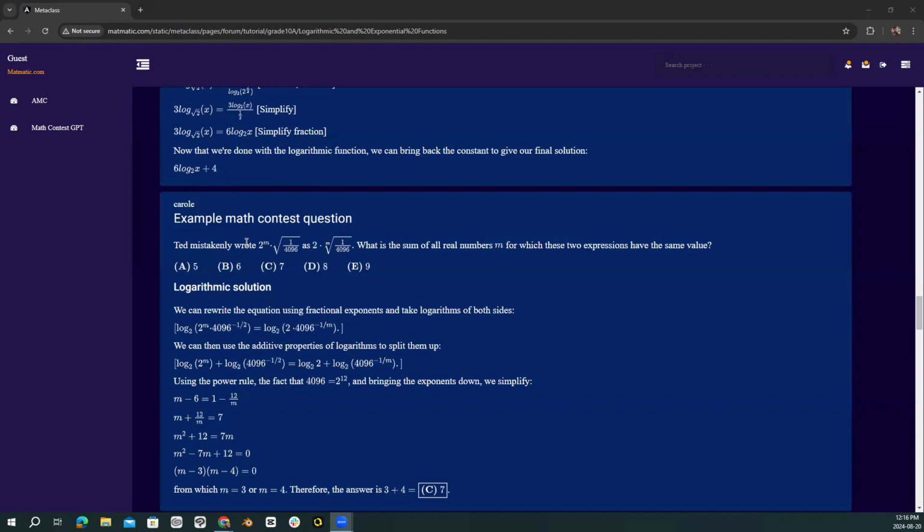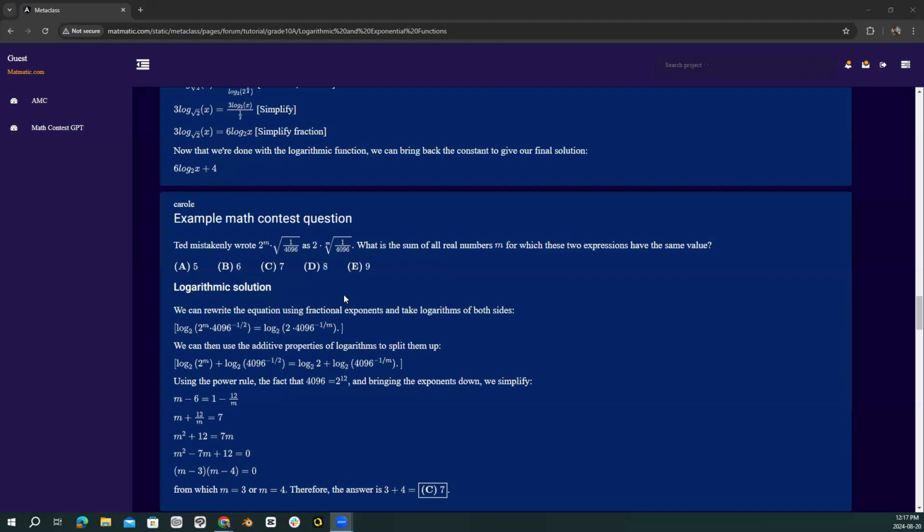So essentially, it's asking what is the sum of all real numbers of this variable where these two expressions are equal. So to solve this, we're going to be using logarithms. Essentially, we want to keep these two equations equal.